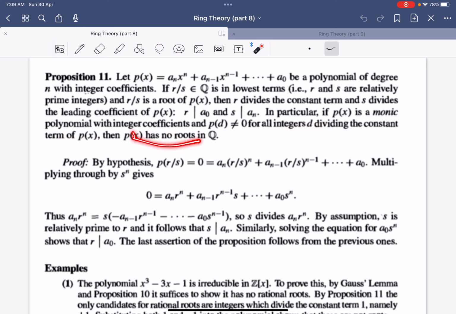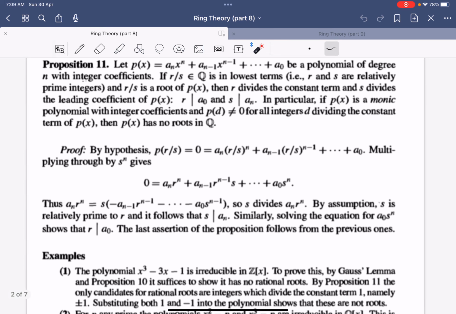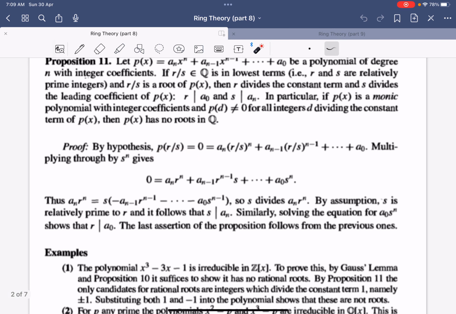Then P(x) has no roots. So we must take a look at what's happening. By hypothesis, P(r/s) equals 0, meaning you can just substitute r/s into the polynomial. And then you multiply throughout by s to the power n, and you get this new result.